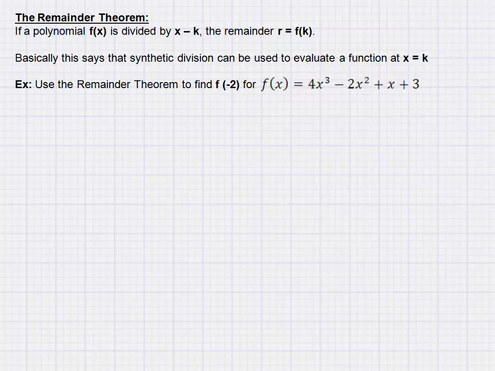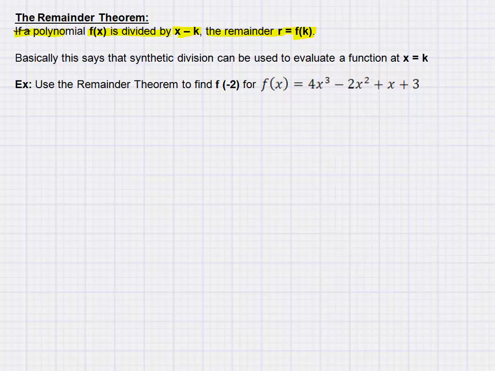So let's look at the remainder theorem. The remainder theorem is stated as such. If a polynomial f of x is divided by x minus k, remember, if that's the case, we can use synthetic division, then the remainder we get will be equal to f of k, which basically tells us that the remainder theorem is a method for evaluating functions but using division to do so.